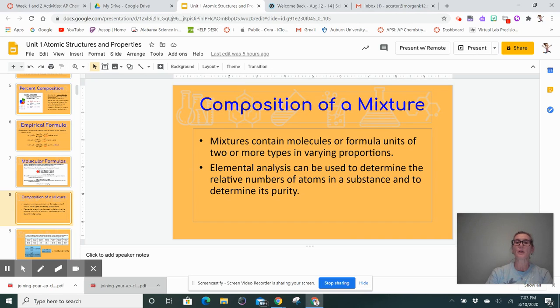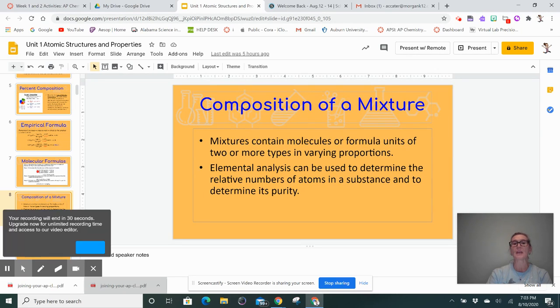Composition of mixtures. This should be pretty self-explanatory as well. Mixtures contain molecules or formula units of 2 different types in varying proportions. So they're not things that are chemically bound together. It's 2 separate chemicals together in different proportions. Elemental analysis can be used to determine the relative numbers of atoms in a substance and to determine its purity. So you can look and see how many different elements or how many different compounds are in a mixture, and that can help us determine its purity.